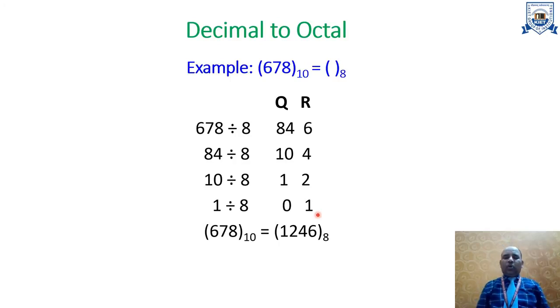Now friends, as I told you when we were converting decimal to binary, all these computed remainder values we write in bottom-up order, starting from here and going upward up to here. So we write 1 from the left, then 2 moving to the right, then 4, and then 6. So this is our desired result. This is the value of 678 in base 10: in base 8, it is 1246.